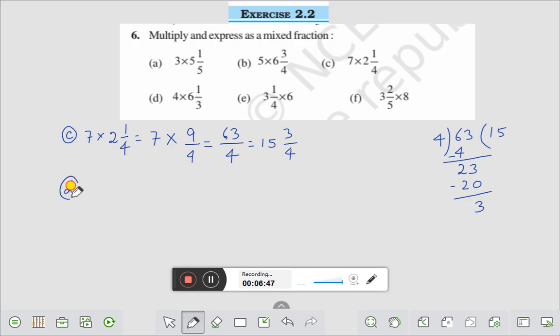Now question number D. Question number D is 4 into 6 whole 1 by 3.